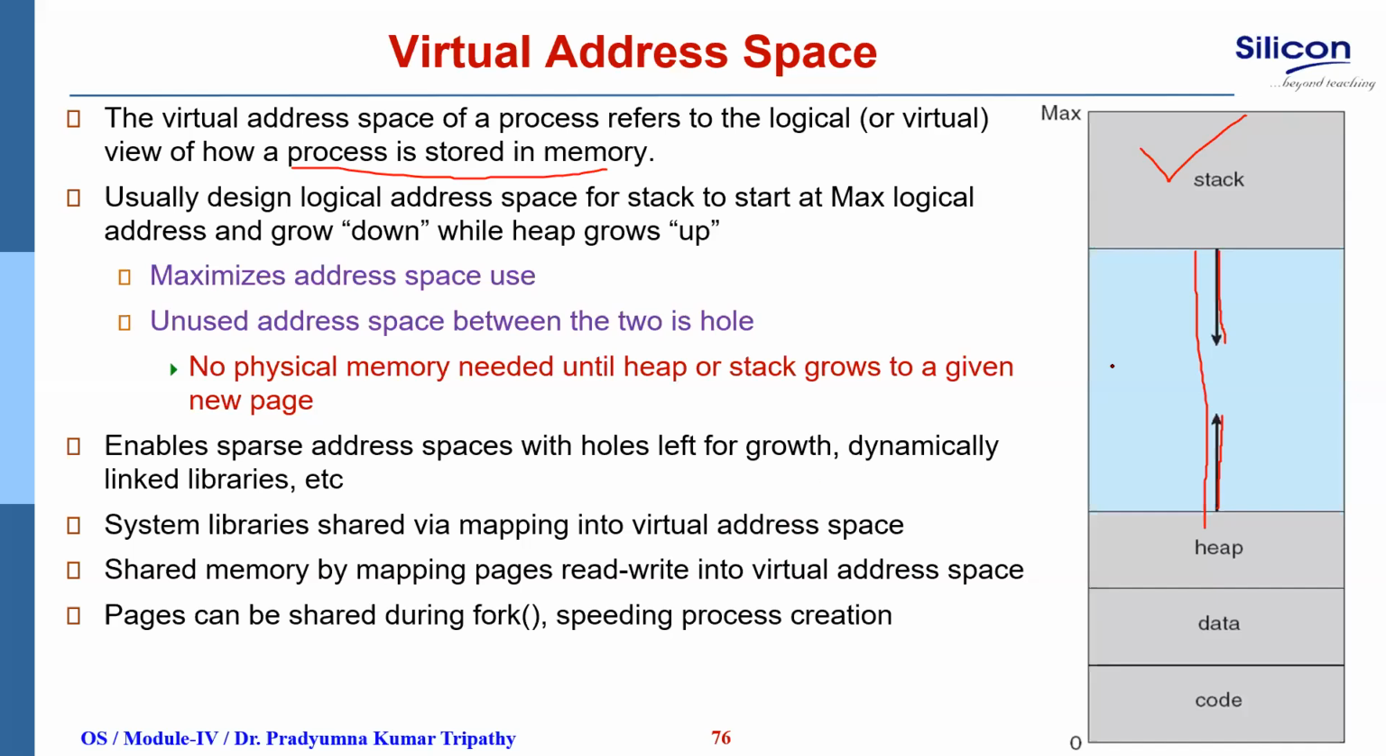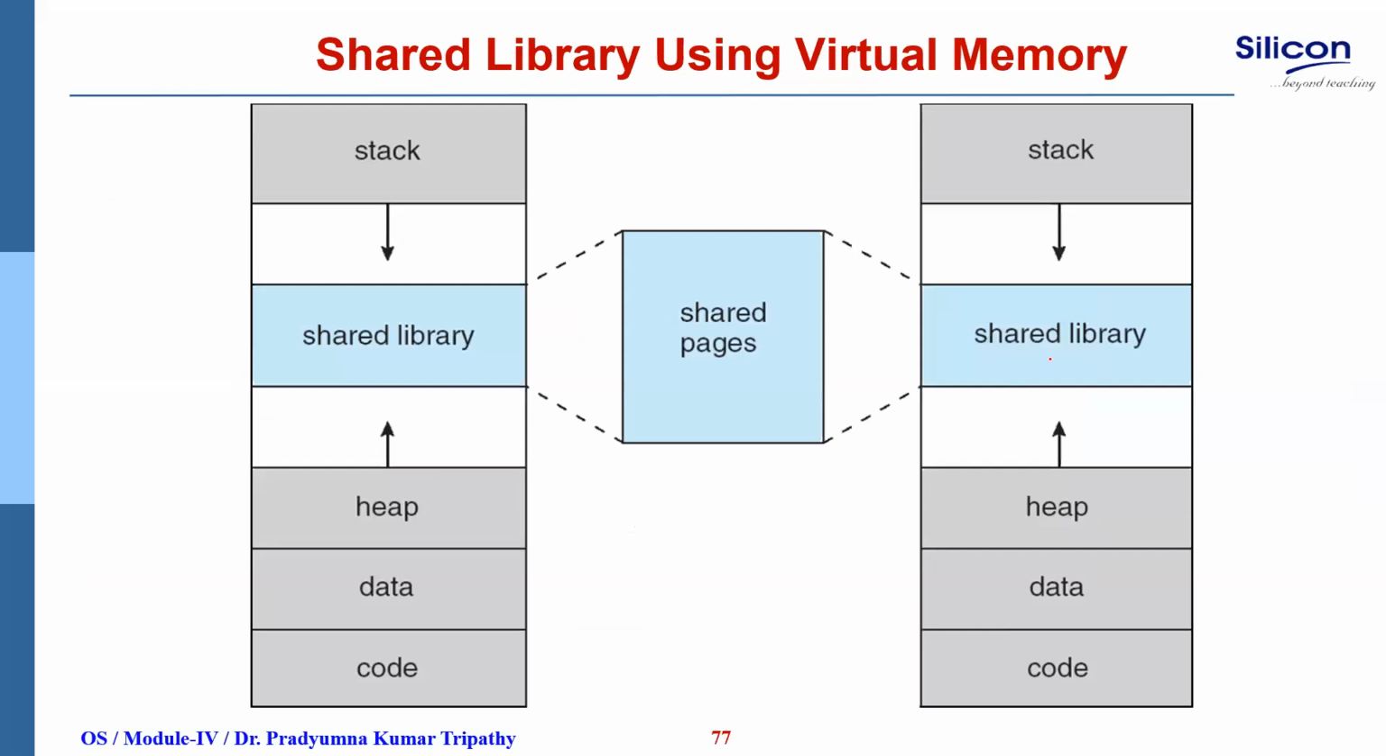Correct? So every time you are dynamically allocating memory, the heap grows in this way, whereas the stack grows down in this area. You may have some libraries that you want to share among multiple processes. These shared libraries are stored in shared pages, and as you can see over here, this address space can be shared by two processes. The address will be shared by two different processes.